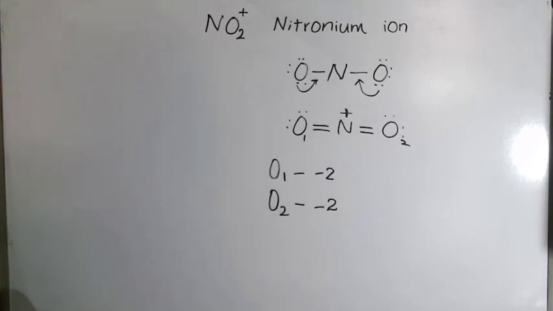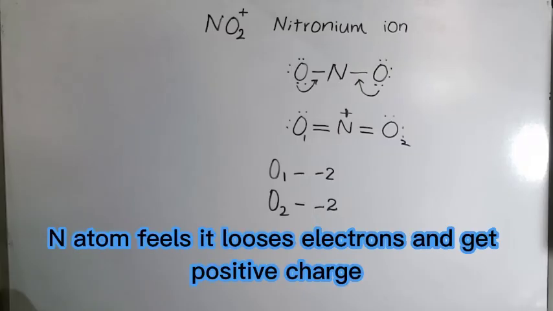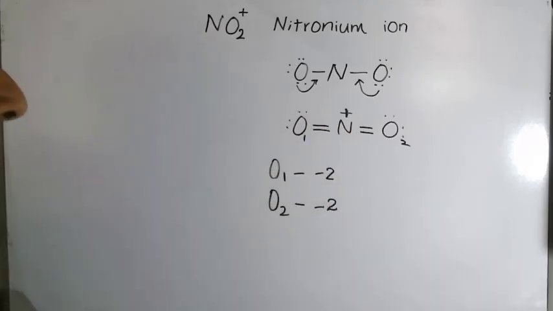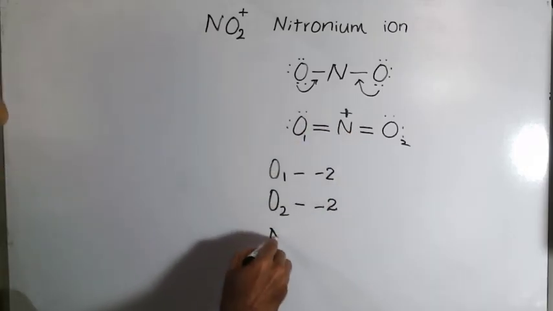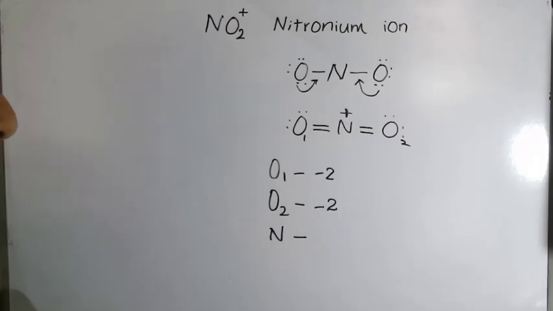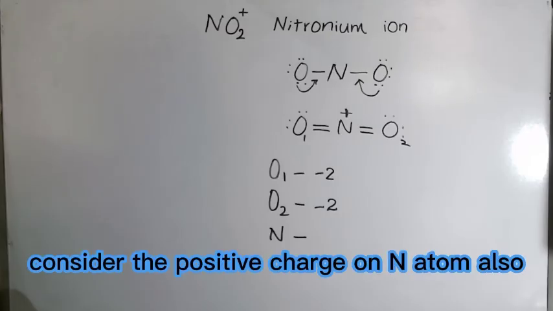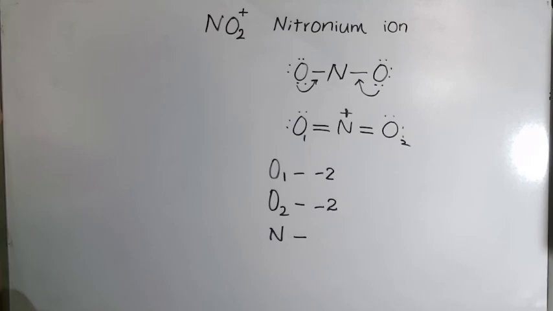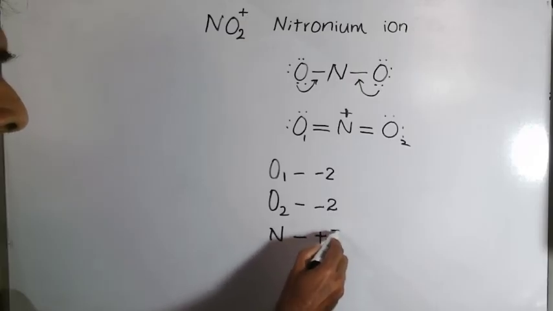Now when we consider nitrogen, nitrogen feels the opposite. Nitrogen will lose 4 electrons from itself, so it should get plus 4, but there is already a plus charge on nitrogen. That means nitrogen has lost 1 electron here. So altogether the nitrogen oxidation number should be plus 5.